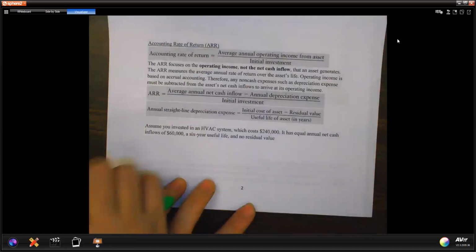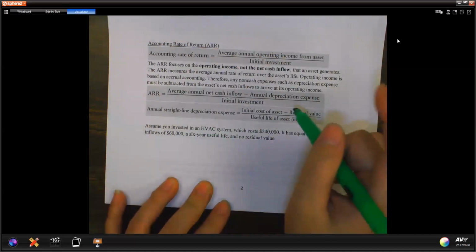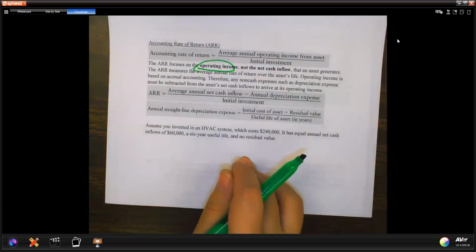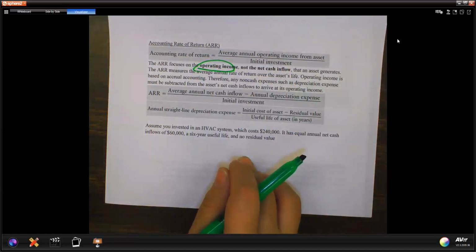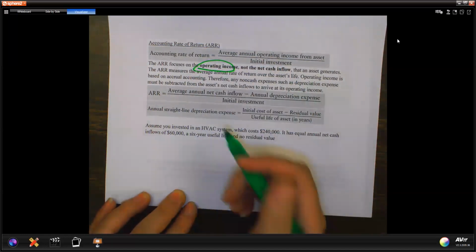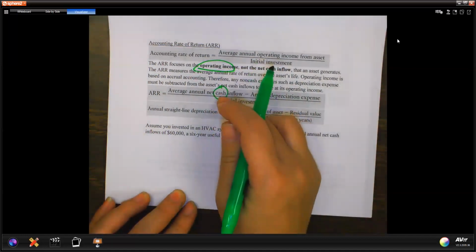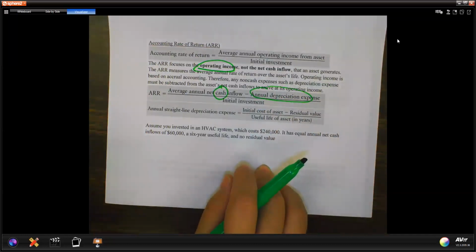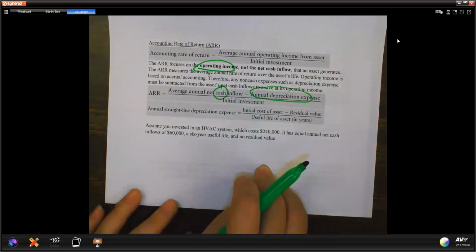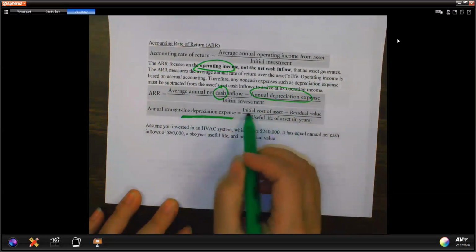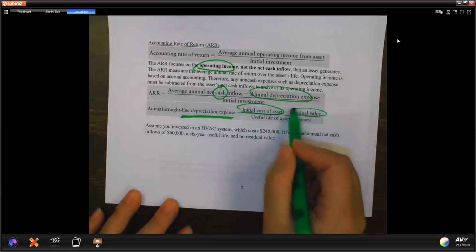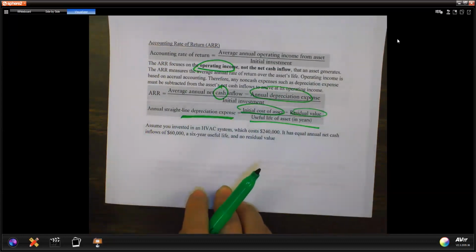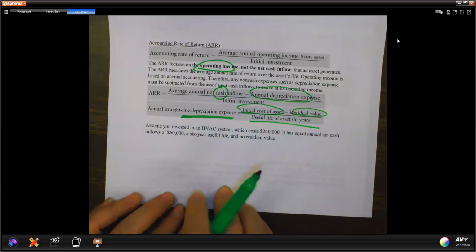The second one is ARR. This is the only method focusing on operating income, not the cash. So we have to adjust from cash to operating income by subtracting the depreciation expense from our cash flow. So our operating income is the cash minus your depreciation expense. How do you get your depreciation expense? It's your initial cost minus the residual, divided by the useful life of the asset. Okay, so you have to do this.